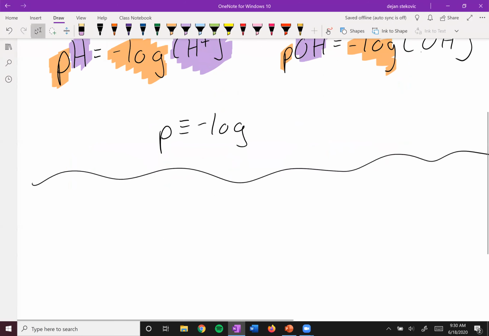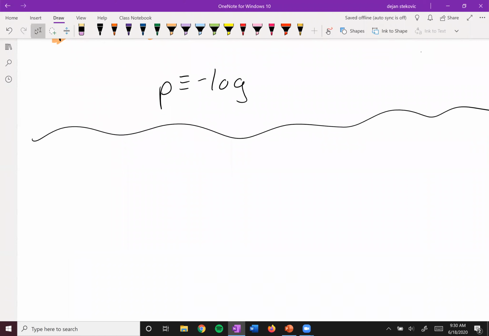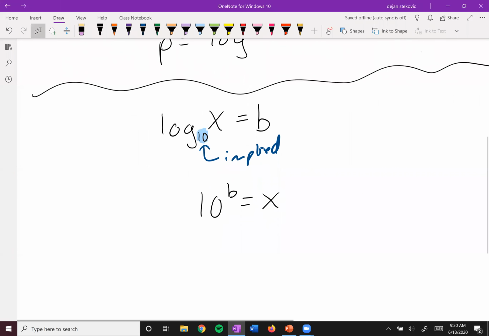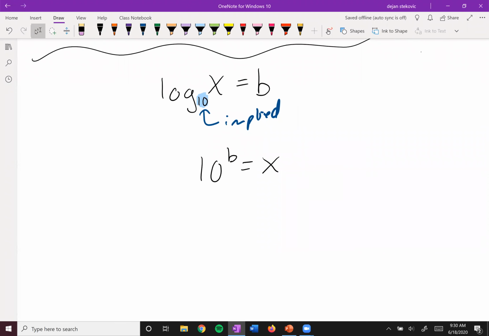But first, let's talk very briefly about logs. So what does log mean? For example, log of x is equal to b. The first thing we have to know is that when we just say the log of something, there's actually a 10 down here. This is implied. Unless you say log base 2 or whatever, if you just say log, that means it's 10. If you reorganize this equation, you can say 10 to the b is equal to x. So when you find the log of some number, you're basically saying how big that number is.